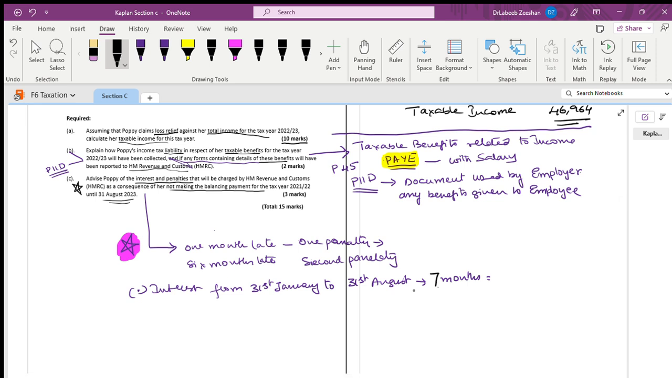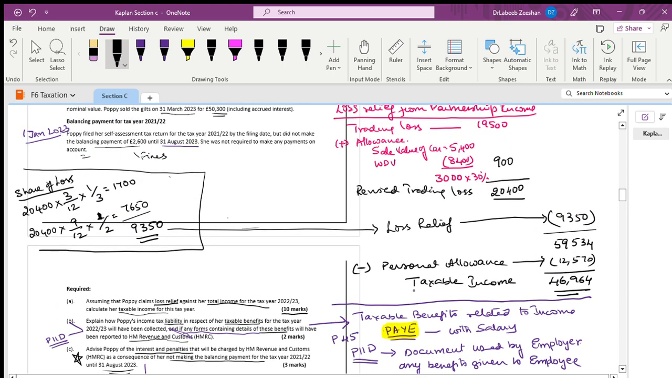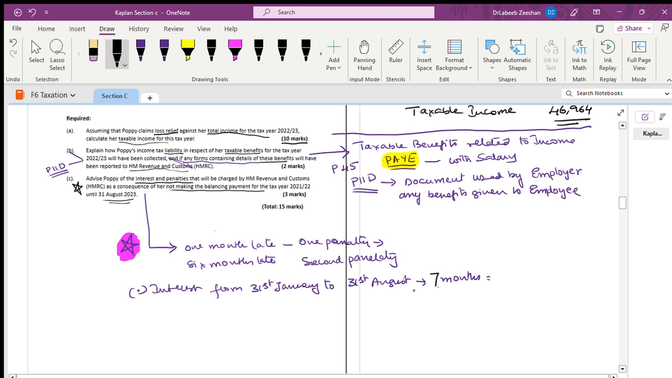How much is there? What is the interest they are getting? 2,600. Is it right? 2,600 times, what is the percentage? 3.25%. Underpaid. Rate of interest on underpaid tax. I'm writing here.